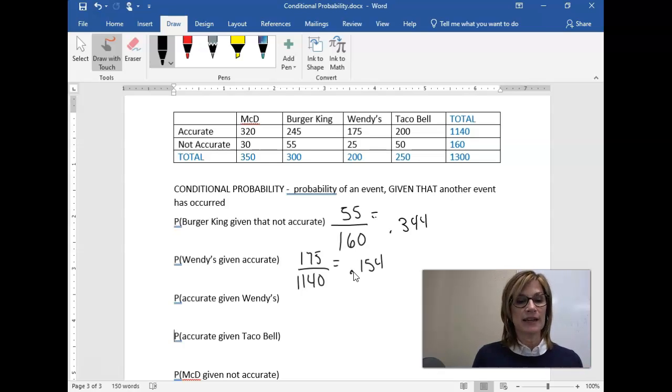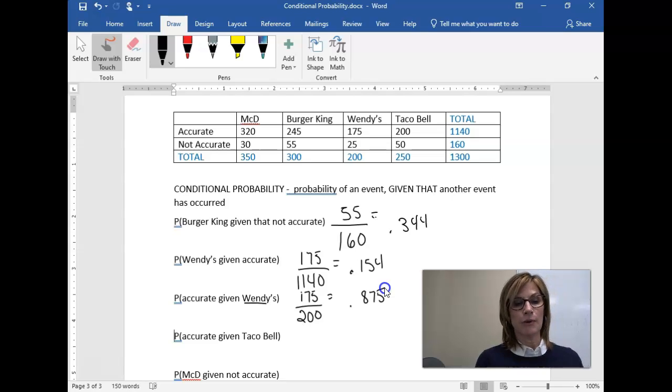So at this point, given Wendy's. Wendy's is what goes on the bottom. Whatever is given goes on the bottom. So we have 200 orders from Wendy's. Of those, 175 are accurate, which gives us 0.875.